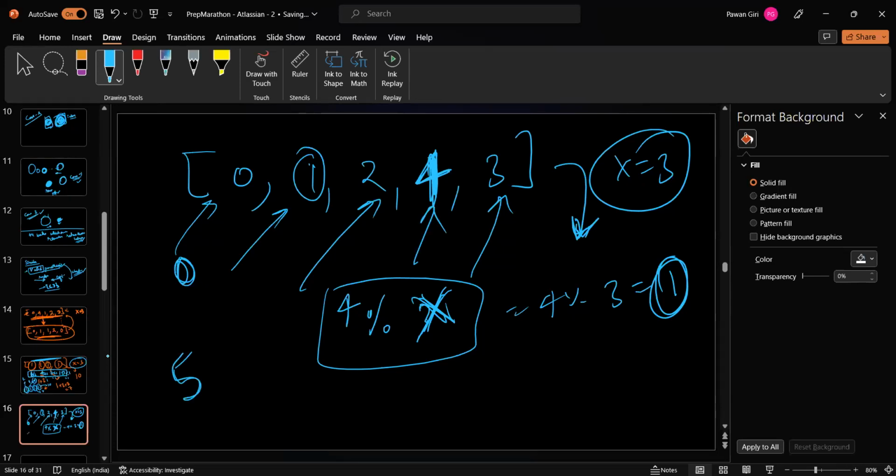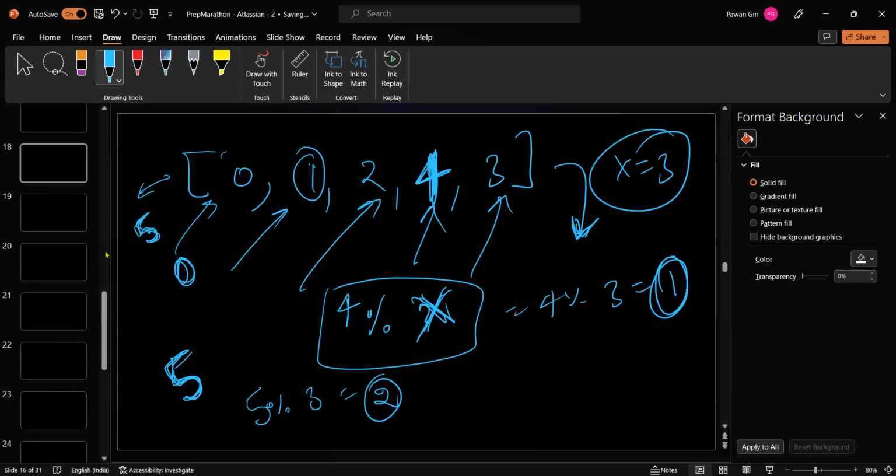Next, what is it? 5. For getting 5, is 5 present? I'll check. No. Now 5 mod 3 is 2. Is 2 present as an extra? No. All elements are utilized, so that's why the answer for this is 5.